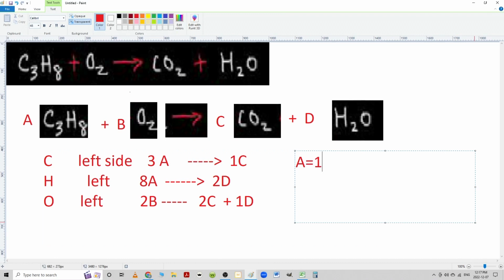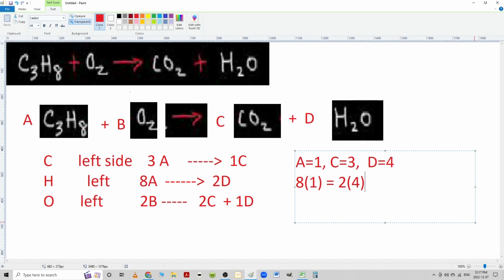Great, so now we have these algebraic equations, and to make life easier, we're just going to start with A equal to 1. If A is equal to 1 on the first line, we see that 3A is equal to 1C. If A is 1, we can discover that C must be 3. That's the only way to balance this equation. So A is 1 and C is equal to 3. We go to the next line. We see 8A is equal to 2D, and we've already assigned A to equal 1. We have 8 on the left, so for that to work, D must be equal to 4. So D is equal to 4.